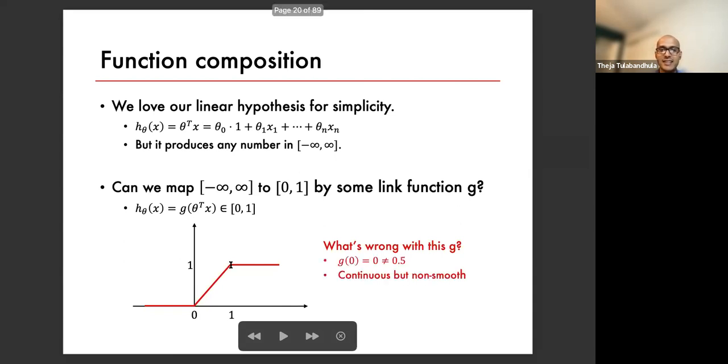The problem with this function is that there are sudden bends here which we don't like, because we like gradients, and so these sudden changes are not good. So this g function is not differentiable. For example, g of 0 is 0. First of all, it's not 0.5, but that's a minor point; you can shift the whole function to the left if you want. The second point is that it is not smooth. Not smooth just means not differentiable. In that sense, we want to fix that.